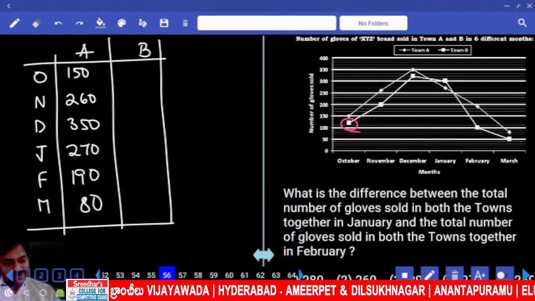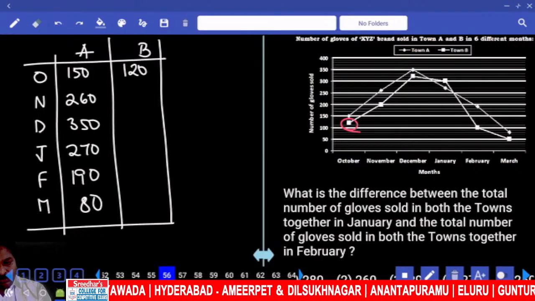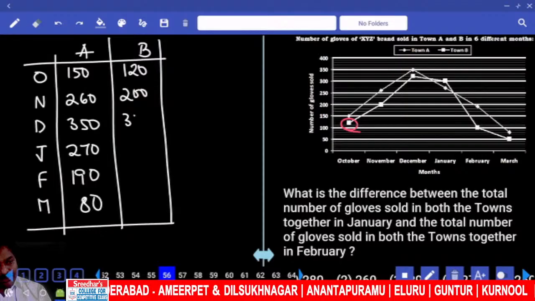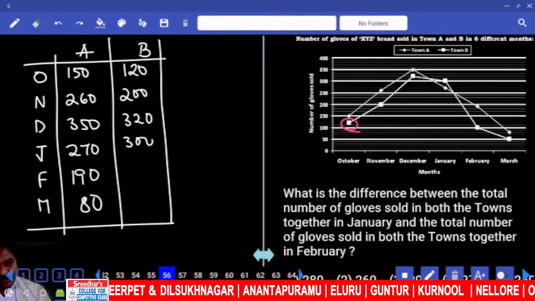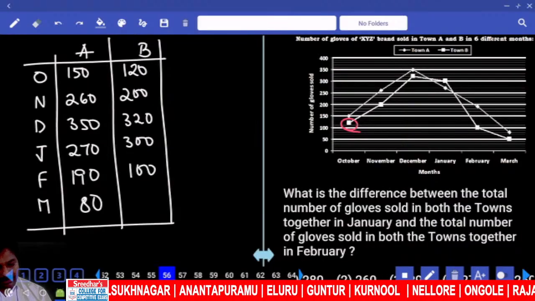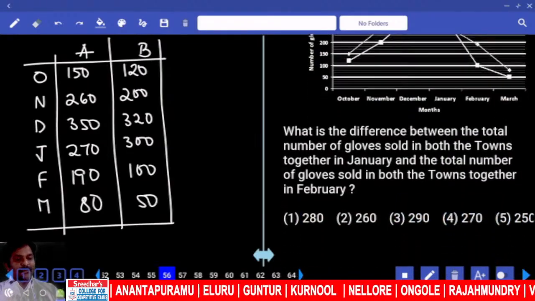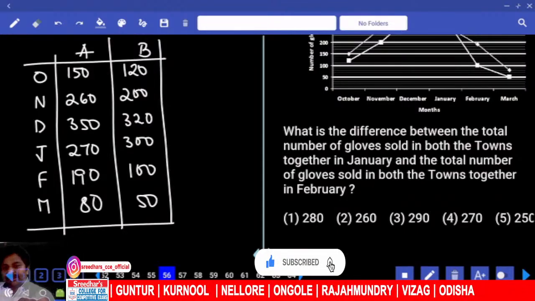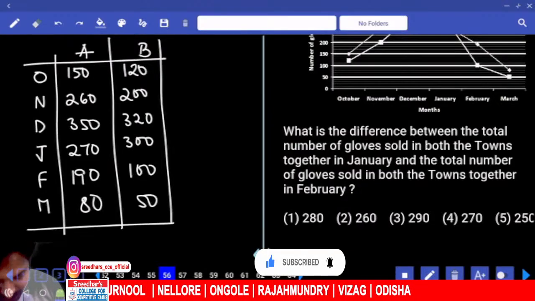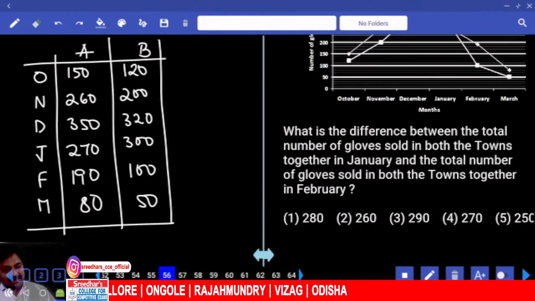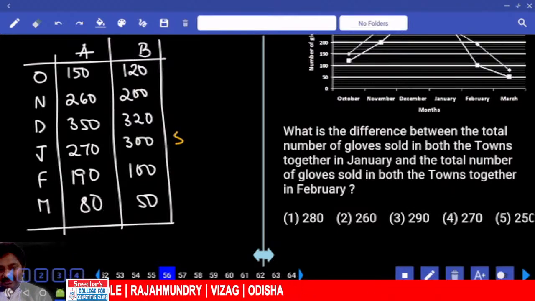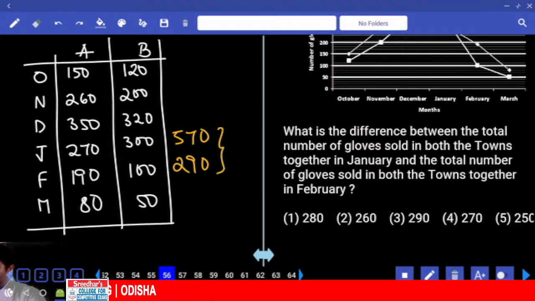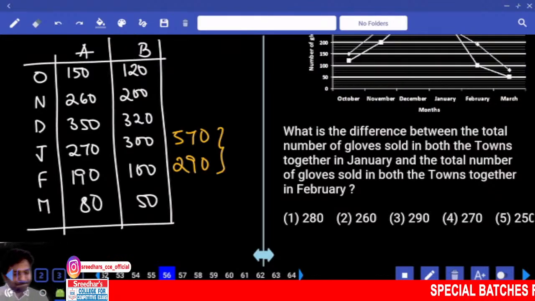Next one, square in shape: 120, 200, 320, 300 and 50. What is the difference between the total number of gloves sold in both the towns together in January and the total number of gloves sold in both the towns together in February? January 570, February 290. Instead of 290 you subtract 300, add 10 later, 270 plus 10, 280.